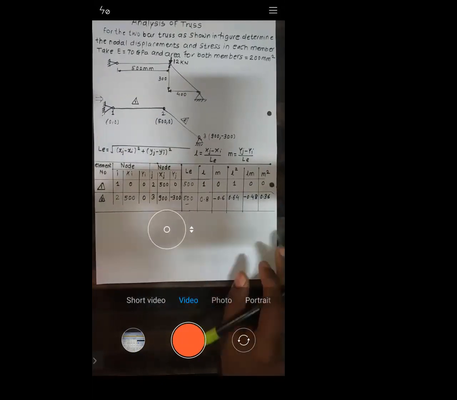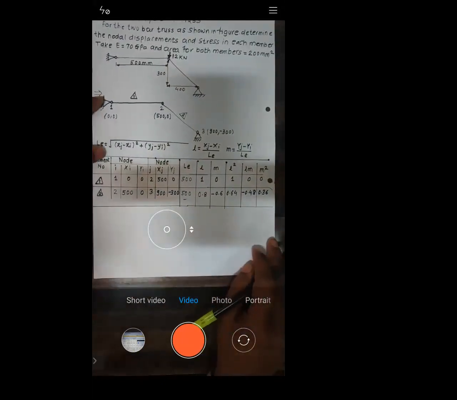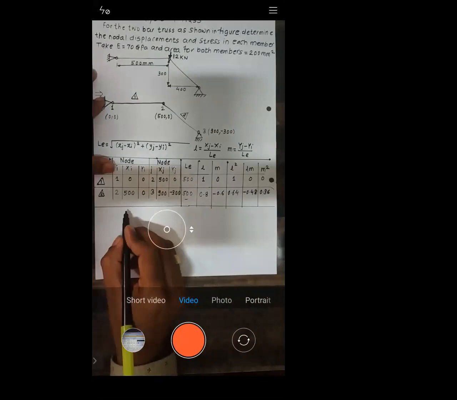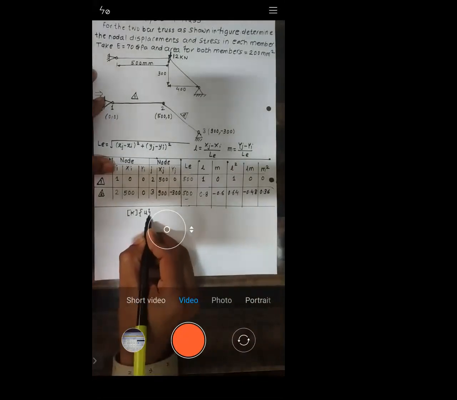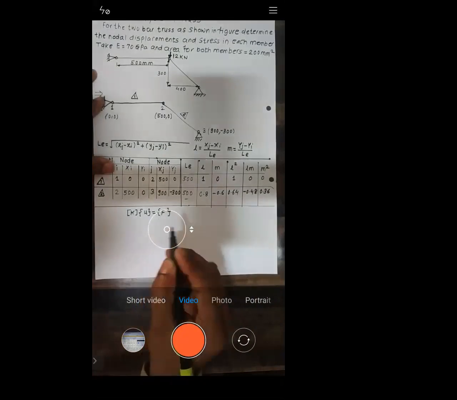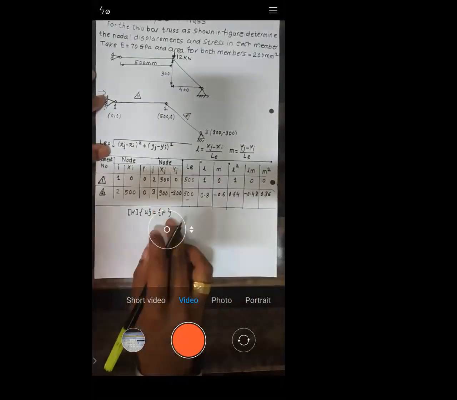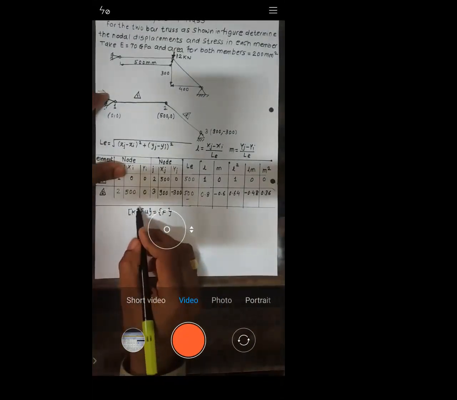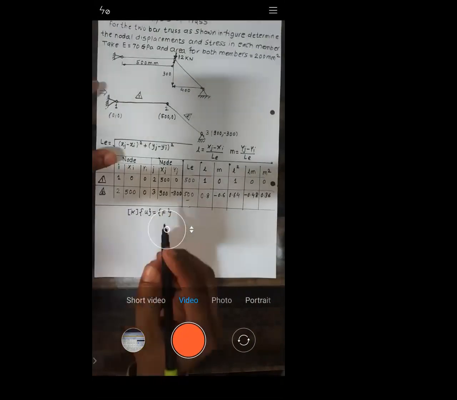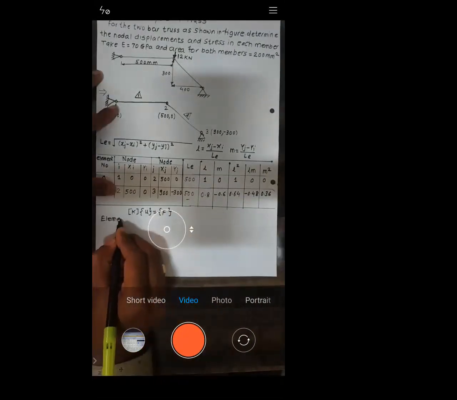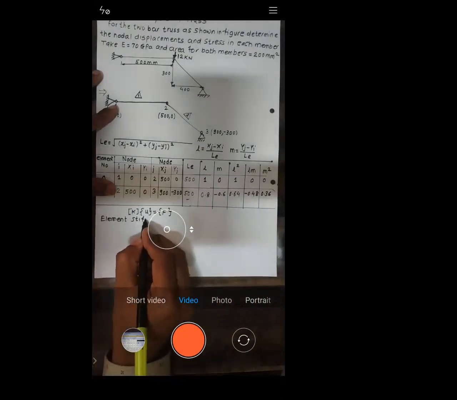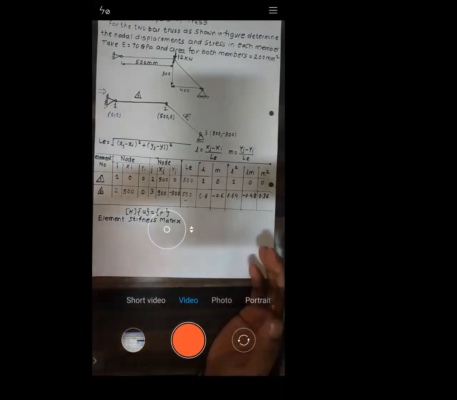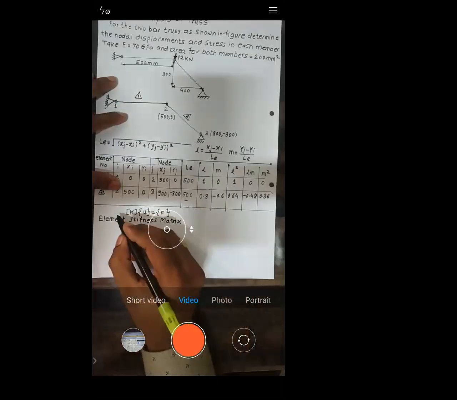Now see, what is our equation? Stiffness matrix, when multiplied by displacement, will give you the force. So here you need the value of this K, where K is called the element stiffness matrix. Until and unless you calculate the element stiffness matrix, you will not be able to calculate the global matrix.